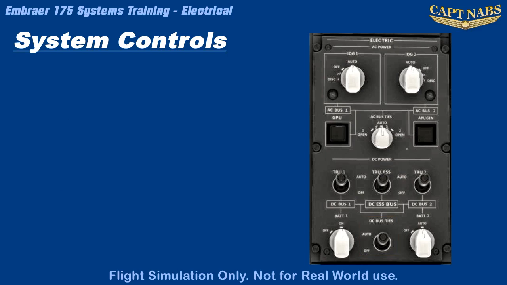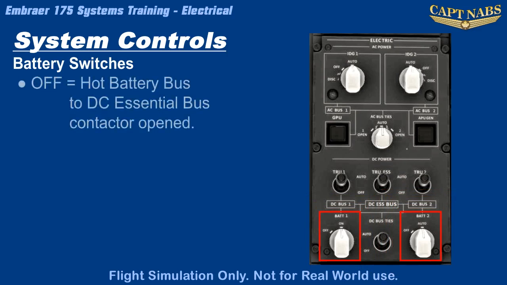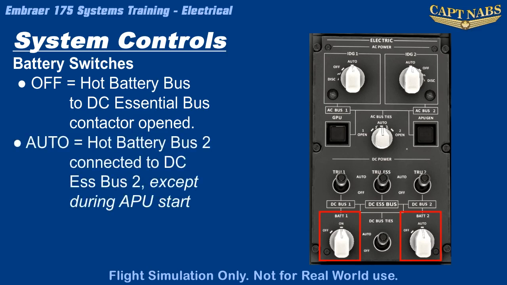The final switches on the panel are the battery switches, which are slightly different for each battery. Both batteries have an off position which disconnects the hot battery bus from the DC essential bus, essentially depowering the entire airplane. Battery 2 has an auto position where the hot battery bus 2 is connected and disconnected from the essential bus automatically. It is normally connected at all times in the auto position, except during battery APU start. During the APU start, the hot battery bus is isolated from the DC essential bus, so the battery provides max power to the APU start bus to start the APU. Once the start is complete, the hot battery bus 2 is reconnected to the essential buses.